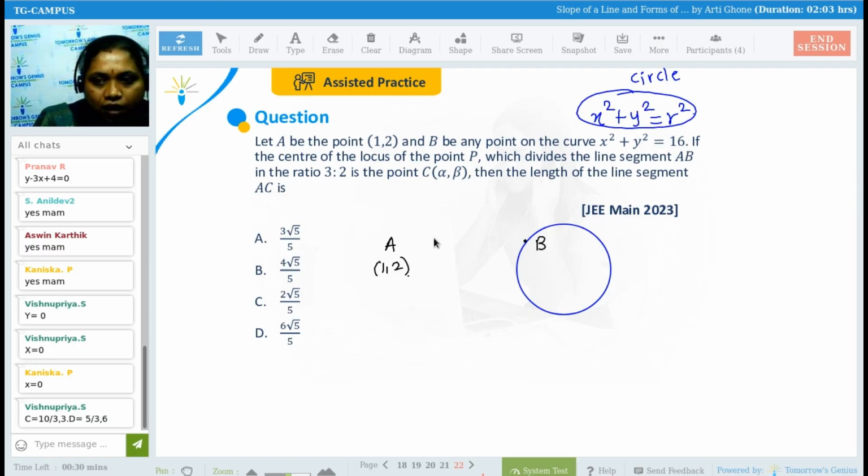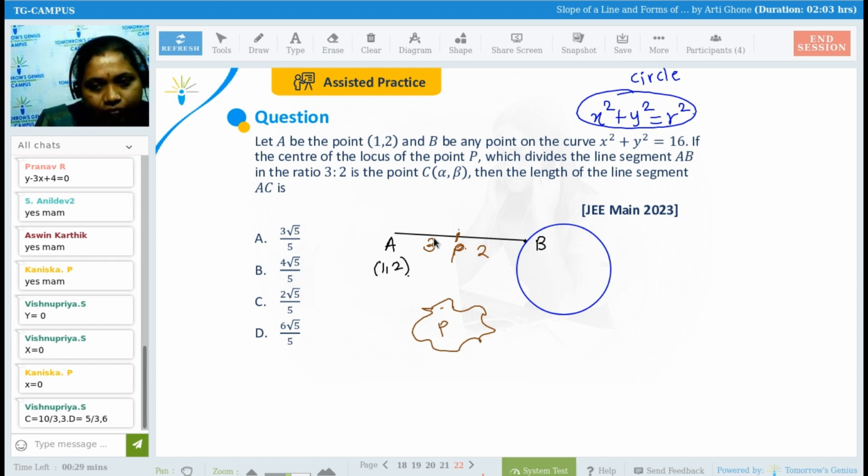Now we have another locus, of the point P, which divides the line segment AB. We don't know how it looks; it could be a straight line, a triangle, whatever it is. So let me make the line segment AB first. This is my line segment AB, and P divides it in the ratio 3:2.